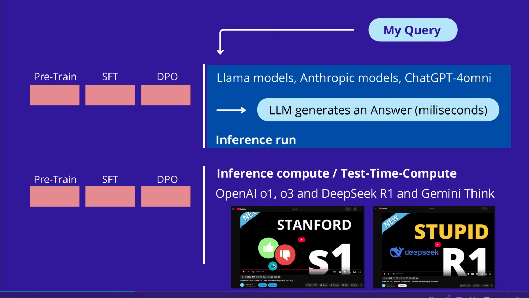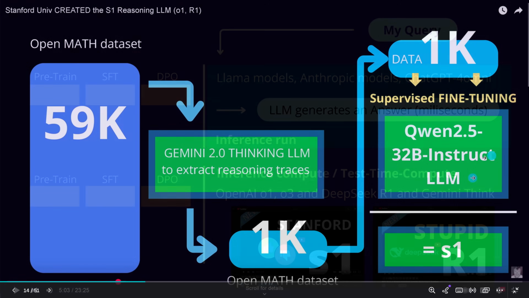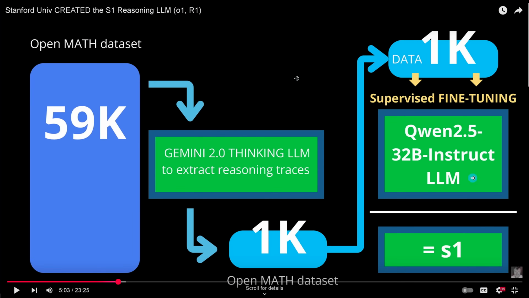And I showed you the plus and the minus of the Stanford model. And we went into the process of creating this. And I showed you in this very simple visualization, we have, for example, a mathematical data set. And now the elegant solution by Stanford University was to use 59,000 different training examples. And Stanford used Gemini 2.0 Thinking to extract the correct mathematical reasoning traces for the mathematical solution.